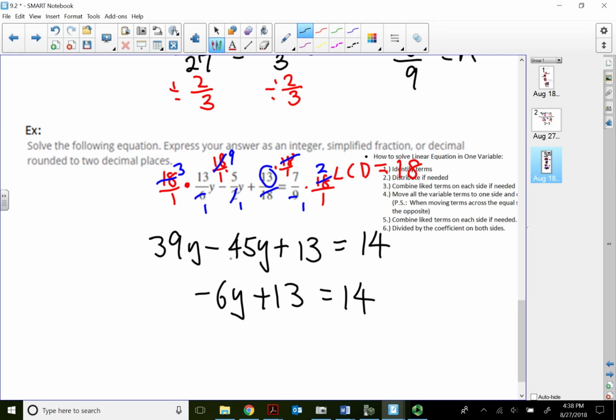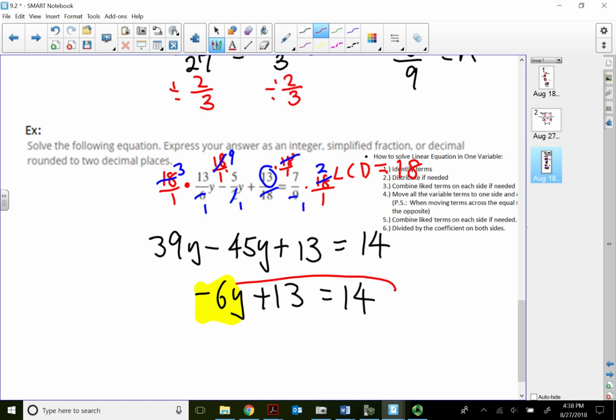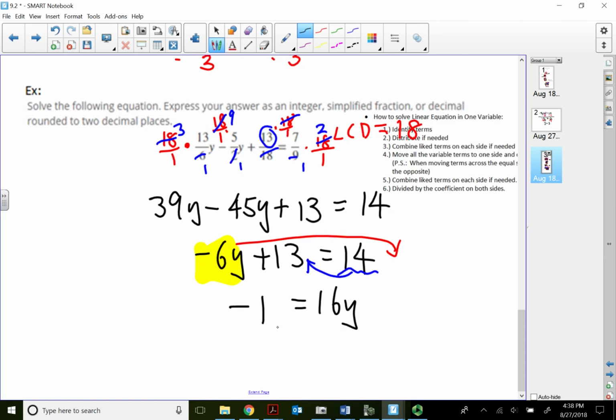So the only variable term I have in this equation now is negative 6y. Since it's negative, I can move it over. Automatically it becomes positive on the right. At the same time, I'm going to pick up my 14 and move it over to the left side. So that becomes 13 minus 14, which is negative 1. So divide both sides by the coefficient. My answer, negative 1 over 6 is the answer.